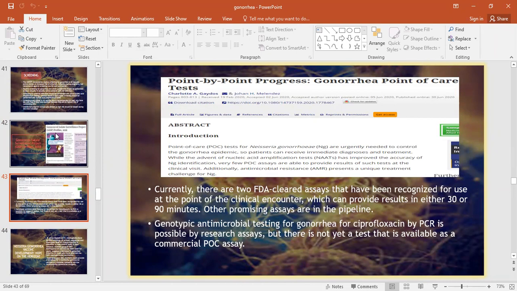Other promising assays are in the pipeline. Genotypic antimicrobial testing for gonorrhea for ciprofloxacin by PCR is possible with research assays, but there is not yet a commercially available point-of-care test for Neisseria gonorrhoeae.